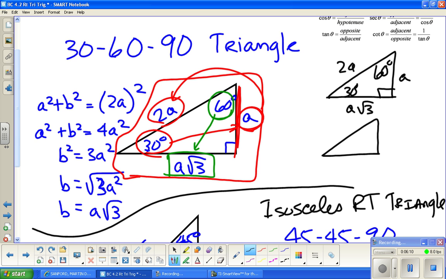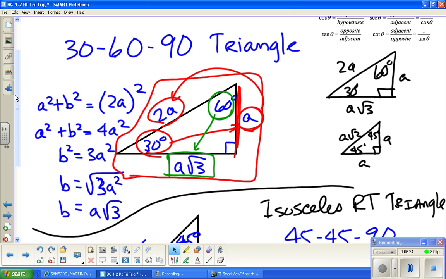Oh, that's not very nice. We want it to at least look fairly isosceles. Yeah, it's better. Okay, so quick little note here that a square root of 2 goes with the 45-45-90.